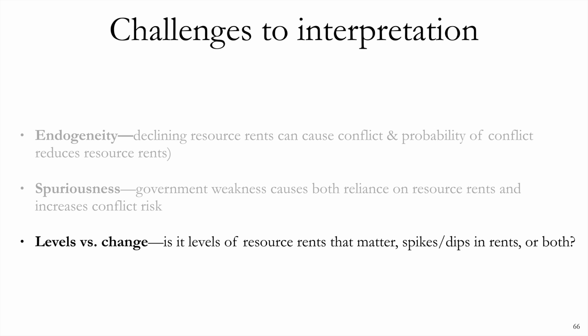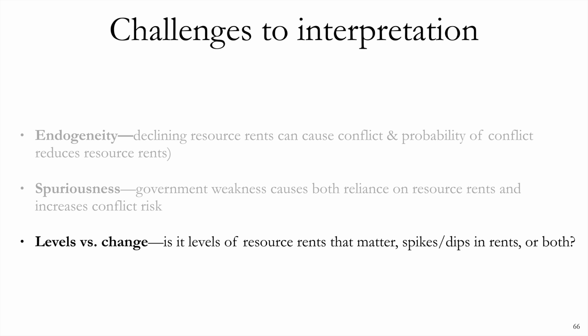Next challenge to interpretation is whether you're talking about levels versus change in a particular factor that's leading to an outcome, whether it's conflict or human security or whatever. Is it just the overall factor? Is it the level of resource rents that matter? Or is it changes in resource rents, like spikes in state revenues in Venezuela, or a negative spike in resource rents due to declining oil prices? Or is it just the overall level of dependence on a specific resource?